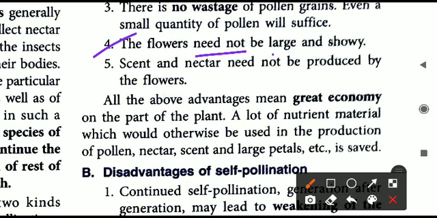The flowers need to be large and showy. Generally the flowers are large, bright colored, very beautiful looking, but in self pollinating flowers, they are very small flowers, not very beautiful flowers. These type of flowers are not large and showy. Why is it so?